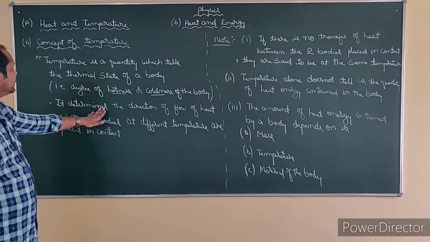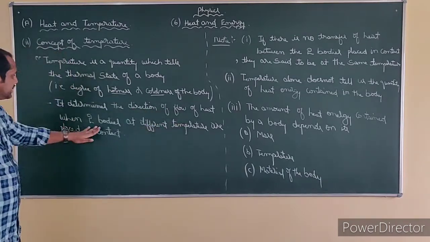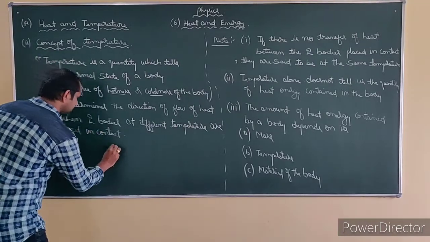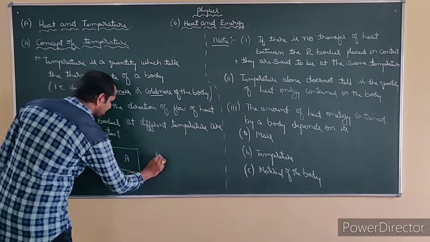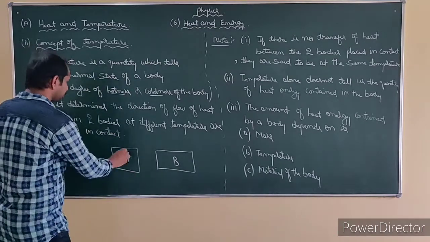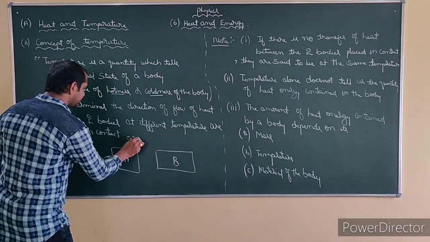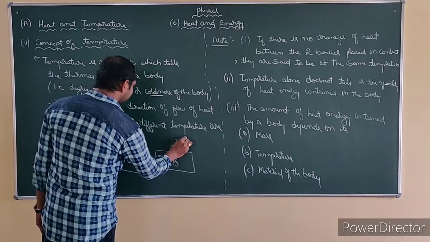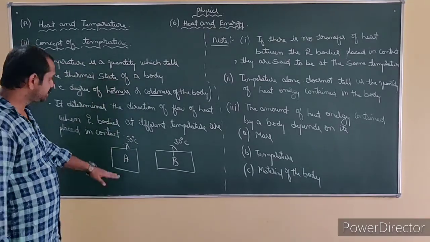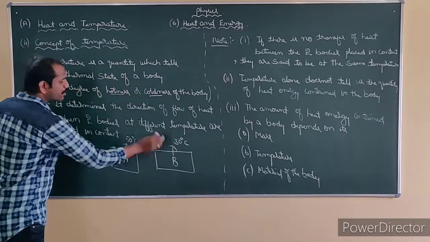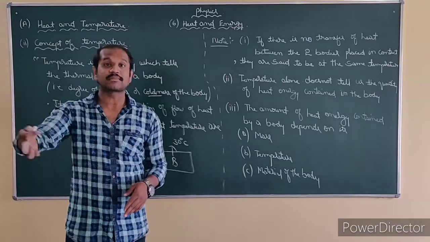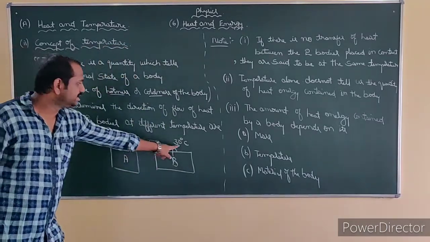Understand? Now, temperature determines the direction of flow of heat when two bodies at different temperatures are placed in contact. For example, let us consider body A and body B, in Celsius. This one is at 50 degrees Celsius, and this one is at 30 degrees Celsius. I took a thermometer and measured the temperature of both, so I came to know the thermal state of the two bodies. By measuring the temperature with a thermometer, it showed 50 degrees Celsius and 30 degrees Celsius.